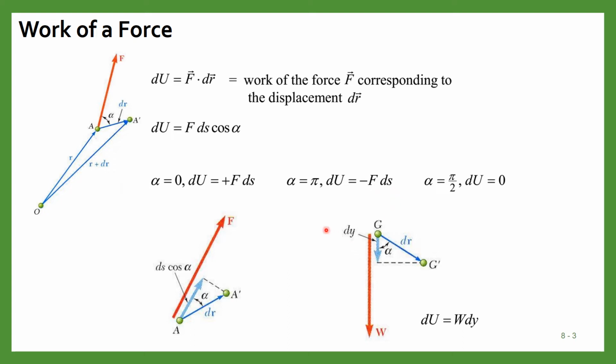And if alpha is equal to pi by 2, the force applied and the displacement are perpendicular to each other, meaning they have a 90-degree angle. As we know that cos 90 is 0, the work is 0. So this is very important: whenever the force and displacement are perpendicular to each other, the work done will be 0.